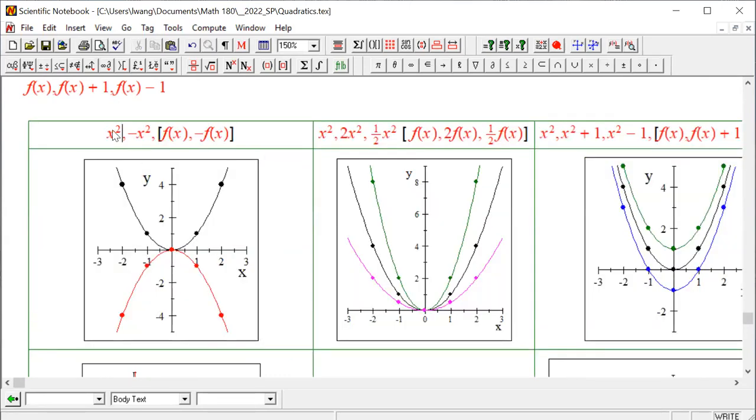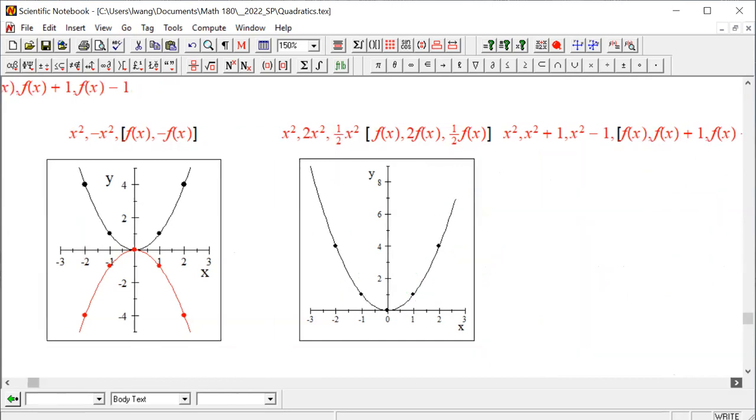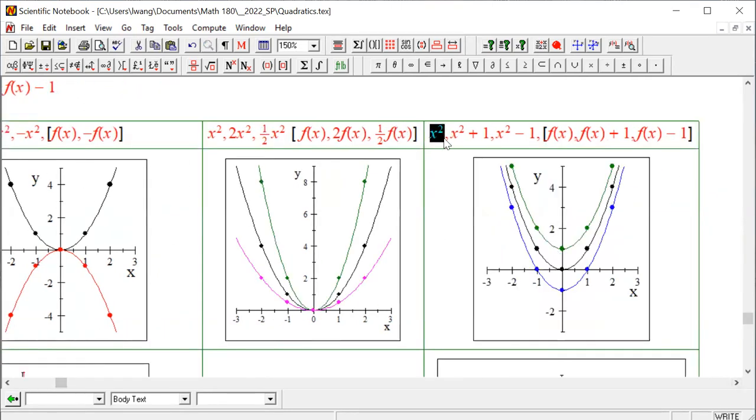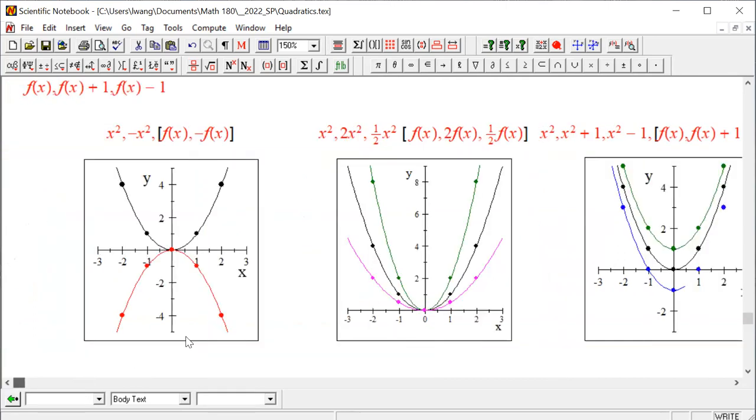You see x squared opens up. In this case, a equals 1. Negative x squared, a equals -1, opens down. In these three cases, a equals 1, a equals 2, a equals half, all of them are positive, so they all open up. And the next case, x squared, a is 1; x squared plus 1, a is 1; x squared minus 1, a is 1. So all of them opened up. Hopefully you are convinced.